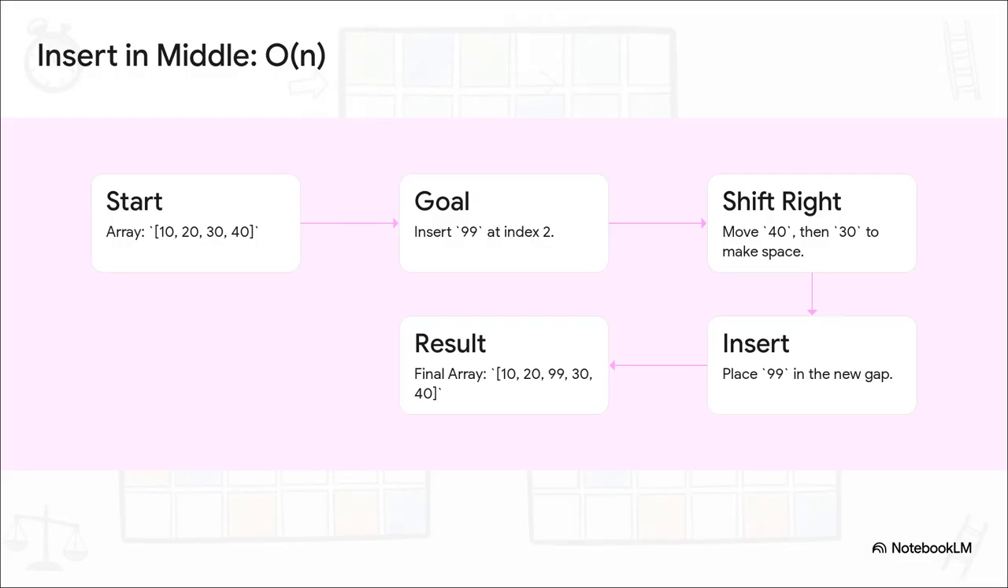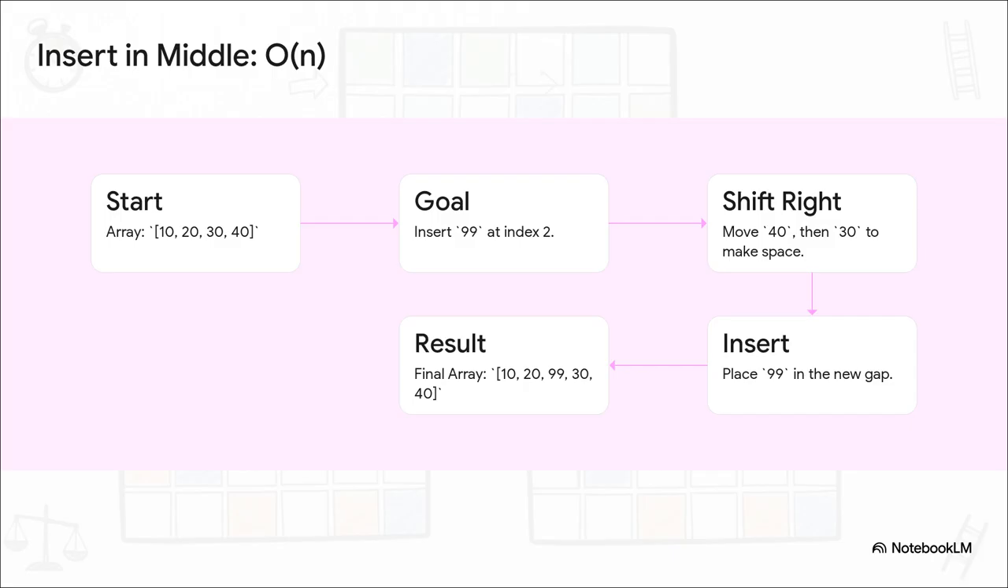Okay, so we want to stick the number 99 in at index 2, but there's no room. So what do we do? We have to grab the 40 and slide it one spot to the right. Then we have to grab the 30 and slide it one spot to the right. And finally, we have a gap where we can drop in our 99. You see that domino effect?